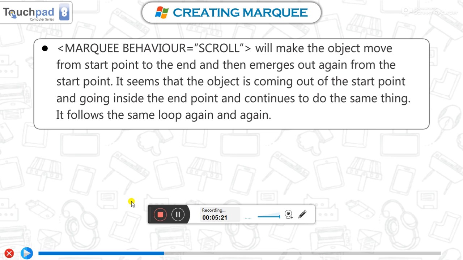Scroll will make the object move from the start point to the end and then emerge out again from the start position. It seems that the object is coming out from the start point and going inside the end point, and it continues the same thing. It follows the same loop again and again, a continuous process.